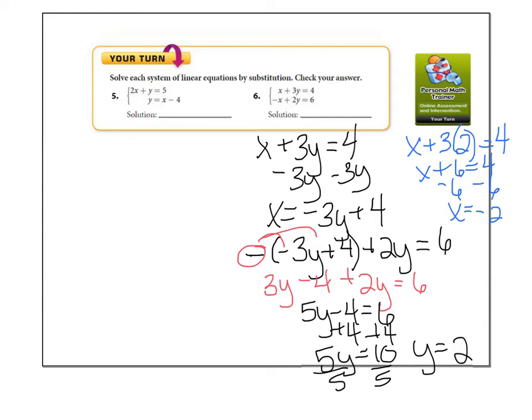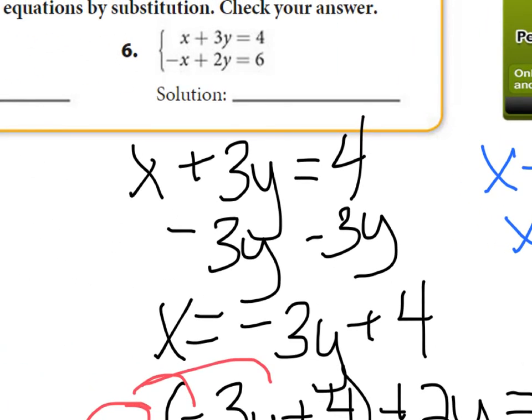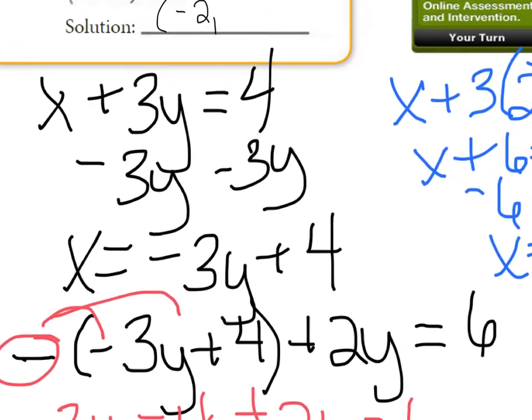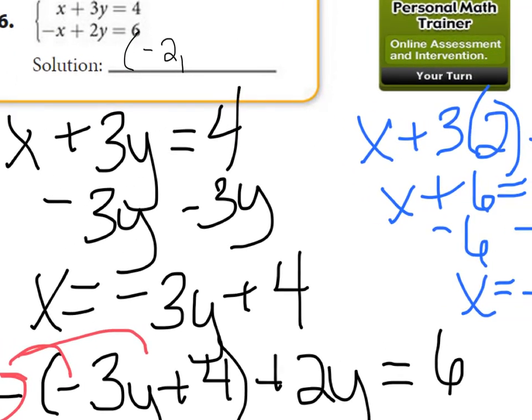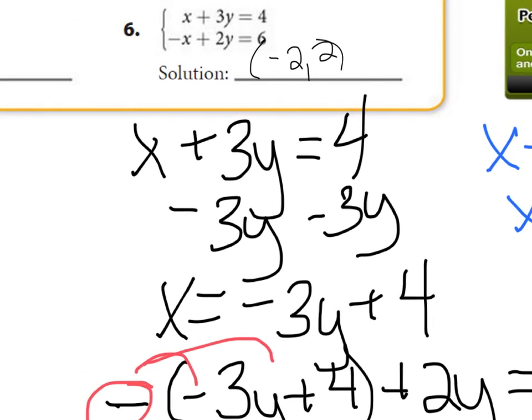So when we write our solution, even though we didn't solve by graphing, it is still written as an ordered pair because it's still, if you were to graph it, where they would cross. So negative 2 and positive 2. And there's your solution. That's the hardest that substitution gets, when you have to solve for a variable and then replace it. So now let's go back and look at number 5.